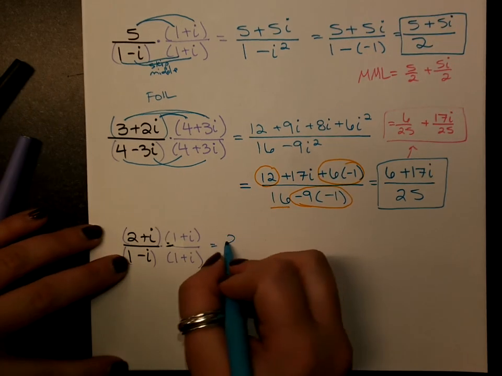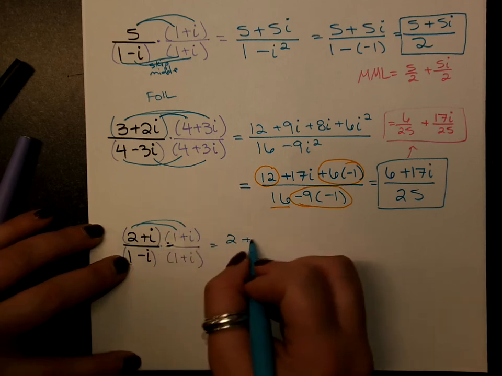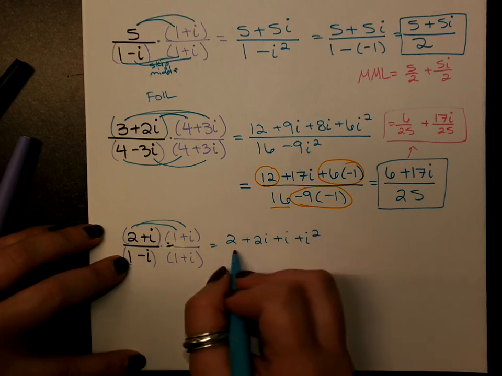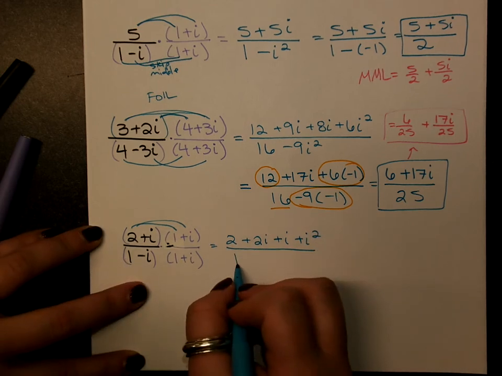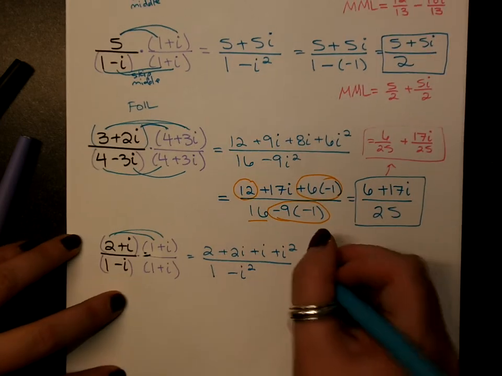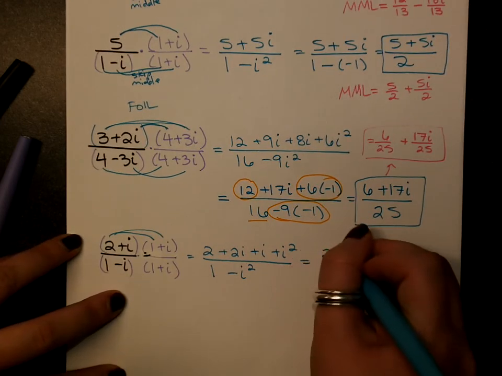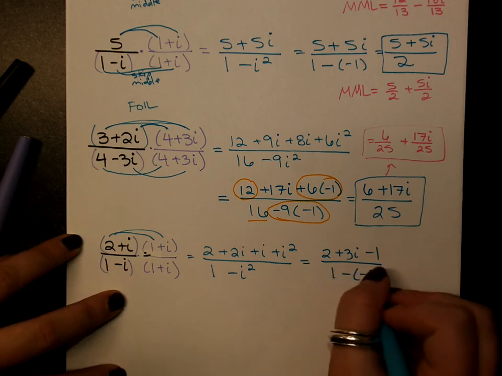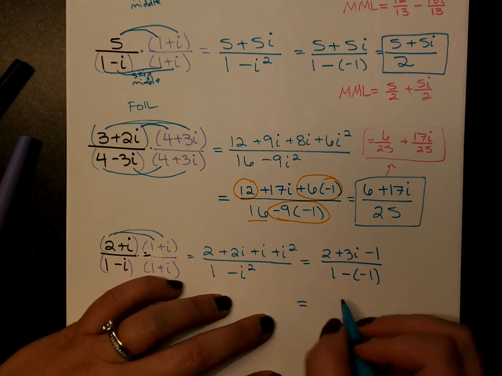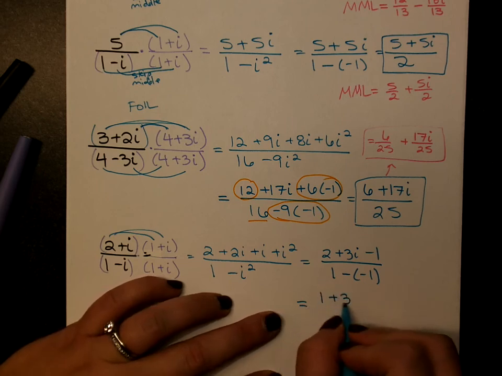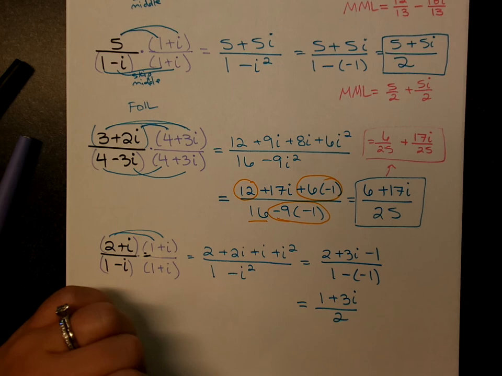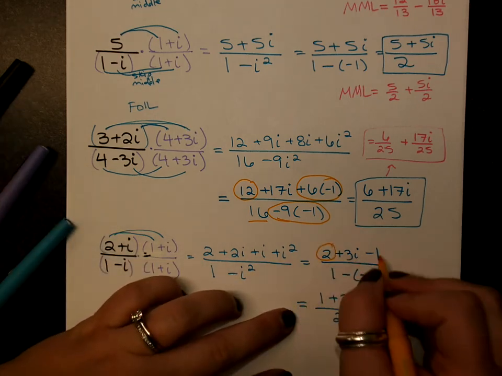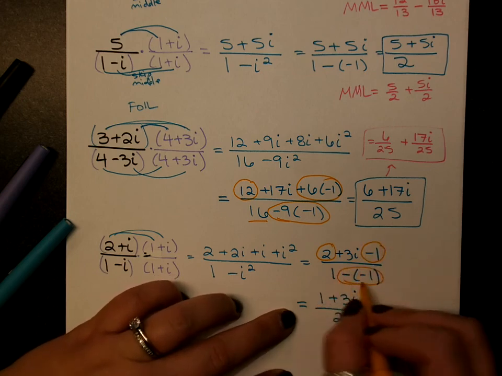This is going to give me 2 plus 2i plus i plus i squared over, I can skip the middle, 1 minus i squared on the bottom. This is going to give me 2 plus 3i minus 1 over 1 minus negative 1. So my final answer would be 1 plus 3i over 2. I know I did that kind of quick. The 2 and the negative 1 go together, and this becomes 1 plus 1.